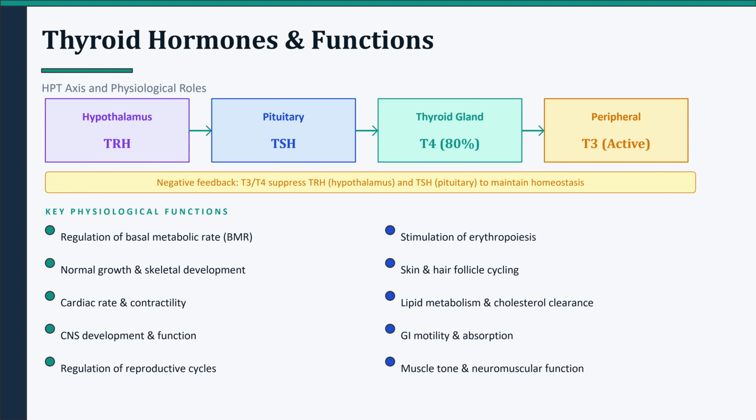Thyroid hormones control the basal metabolic rate. They are essential for normal growth and skeletal development. They regulate cardiac rate and contractility. They are critical for central nervous system development and function. They regulate reproductive cycles. They stimulate erythropoiesis, the production of blood cells. They maintain normal skin and hair follicle cycling. They are responsible for lipid metabolism and cholesterol clearance. They regulate GI motility and they maintain muscle tone and neuromuscular function. Now take a moment to look at that list. And suddenly, when thyroid hormones are deficient, every single one of these functions gets compromised. That's why hypothyroidism is a truly multisystemic disease.